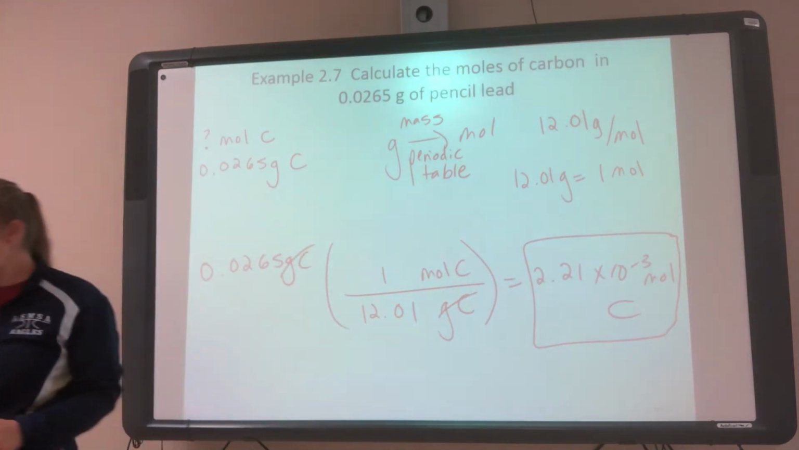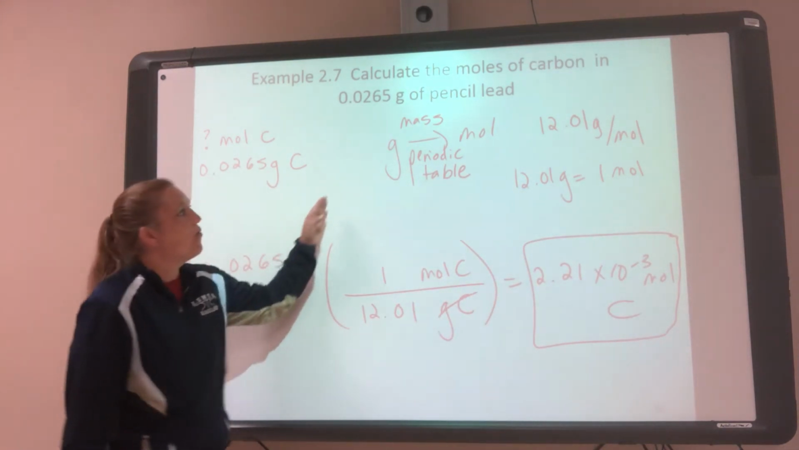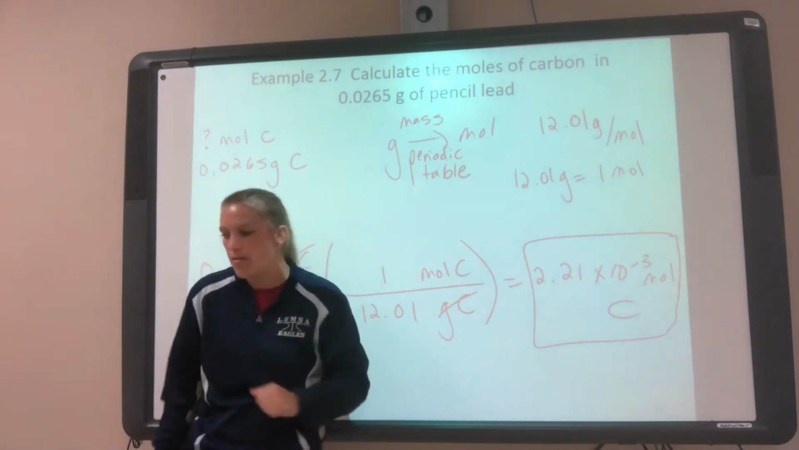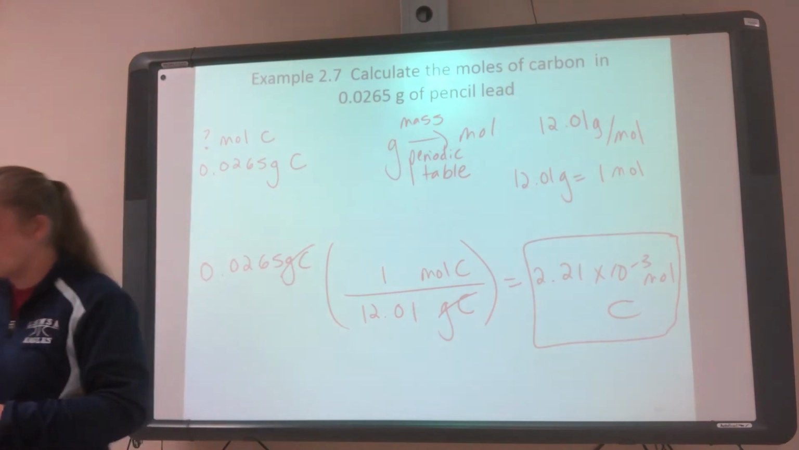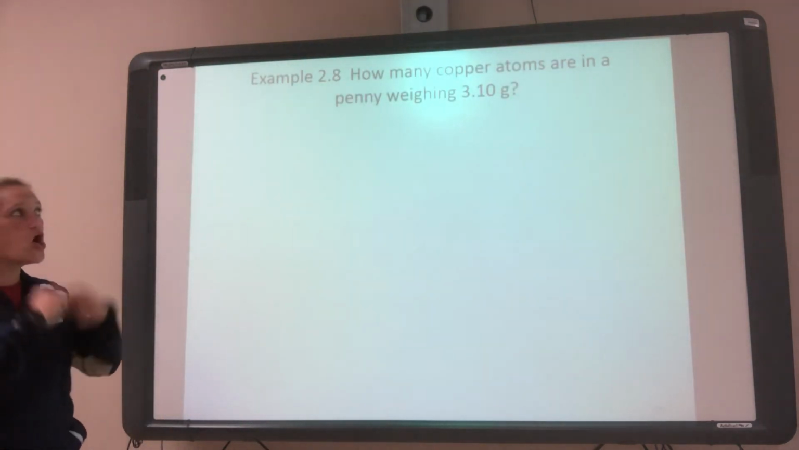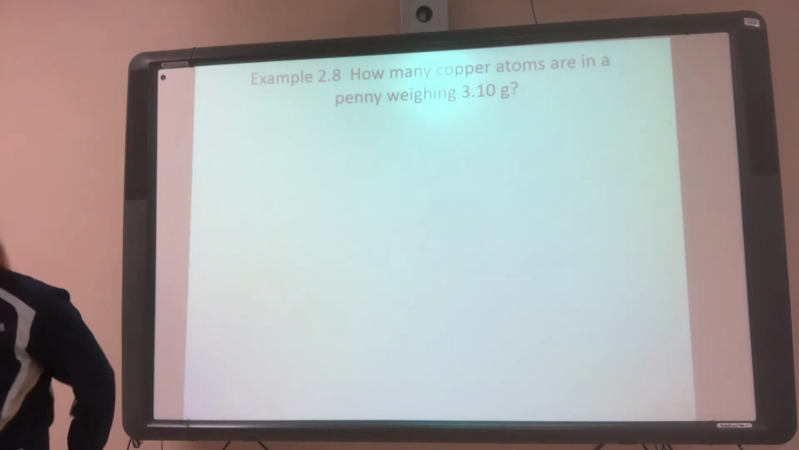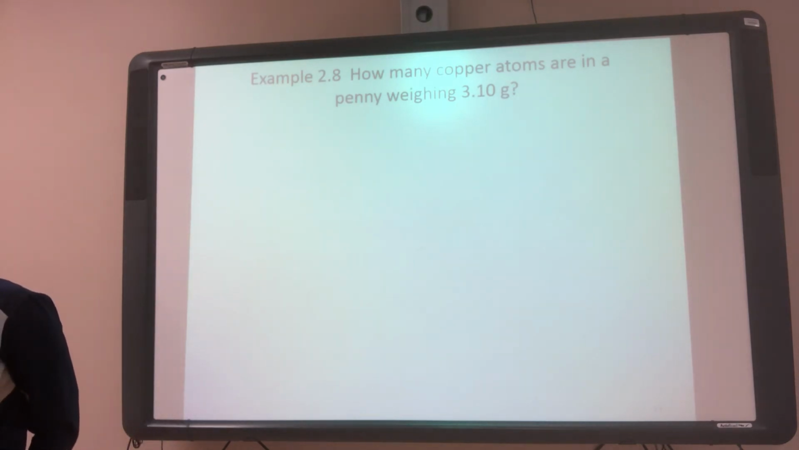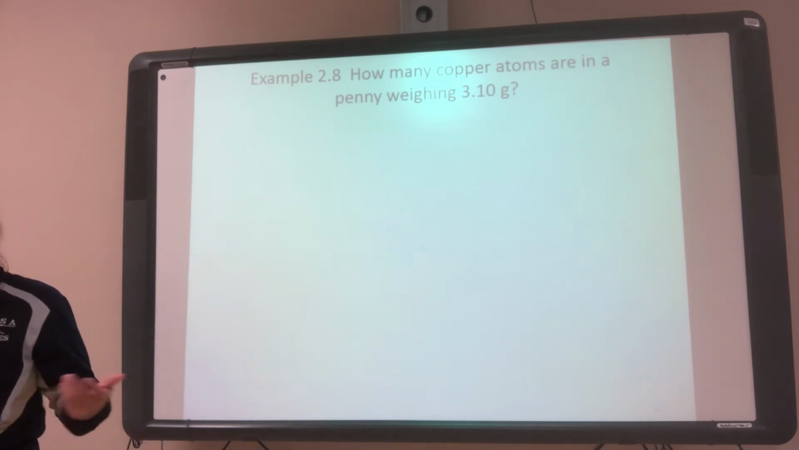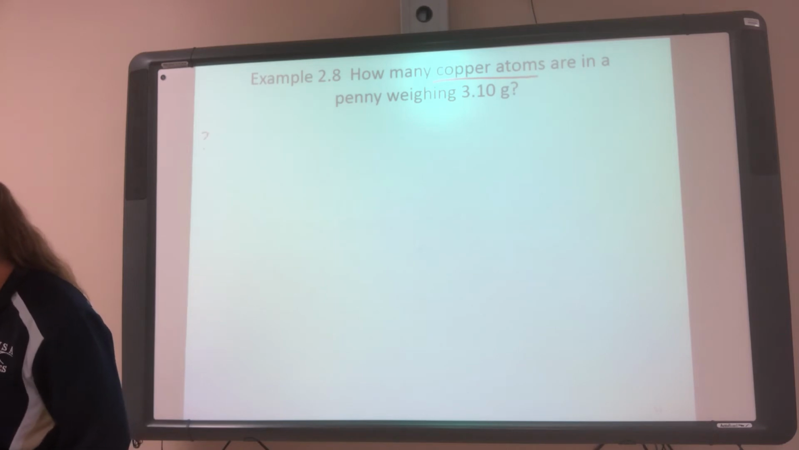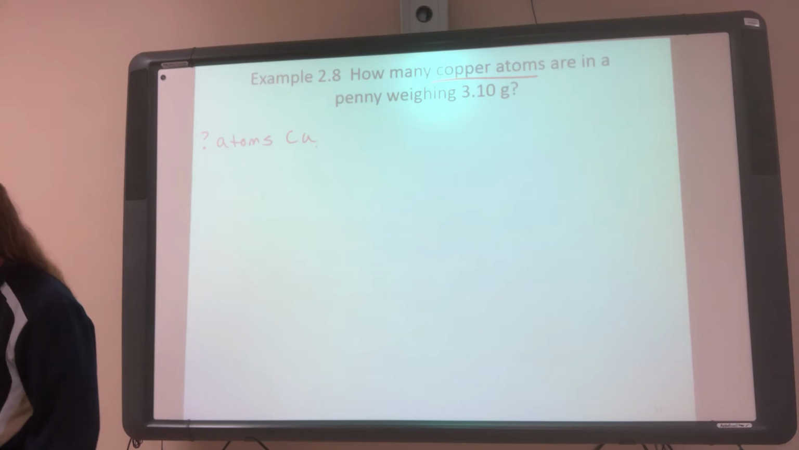All right, so now we've done one side, okay? So we're gonna do our last problem, and then we'll be done. Now we're gonna try to put it all together and try to cross the whole bridge. So this says how many copper atoms are in a penny weighing 3.10 grams. So what am I looking for? I'm looking for the number of atoms of copper. So I want to know how much copper I have.